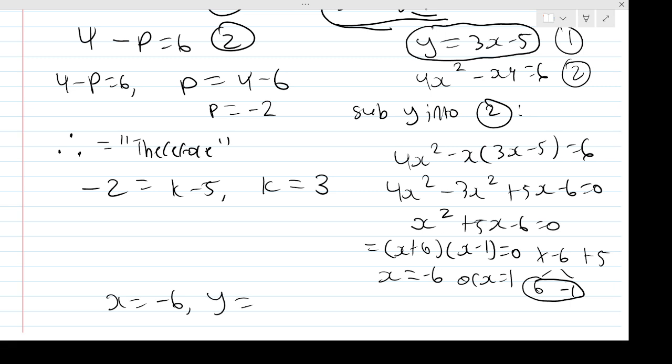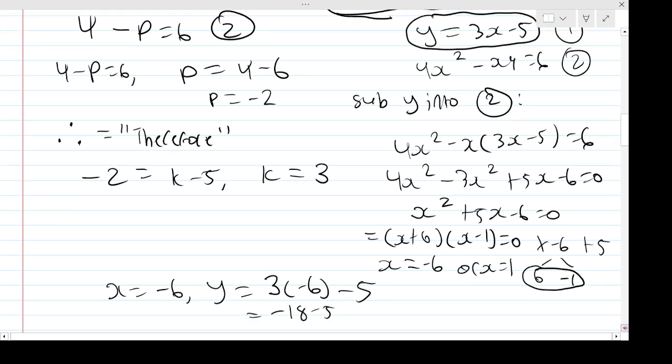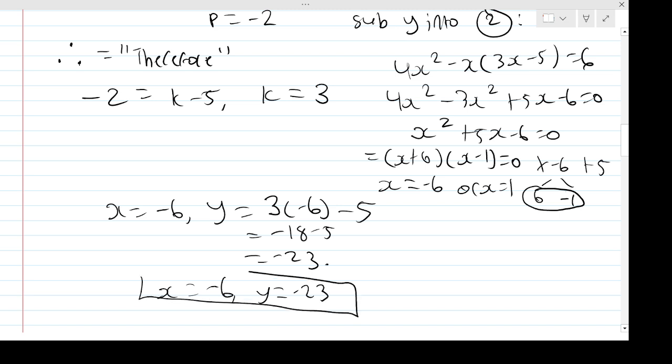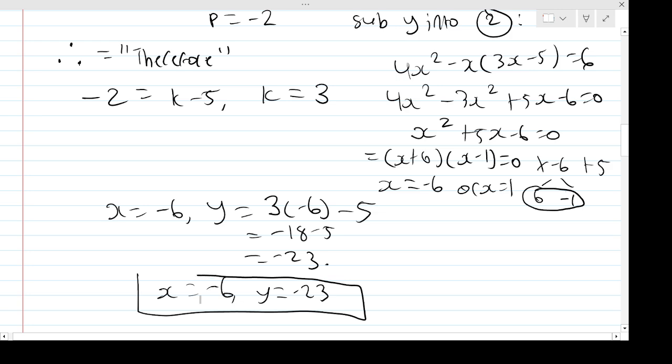That's equation 1. So if x is minus 6, y will be 3 lots of minus 6, minus 5. Which gets us 3 times minus 6 is minus 18, minus 5, which should be minus 23. There we are. So to restate it, x is minus 6, y is minus 23. That's our second pair of solutions.